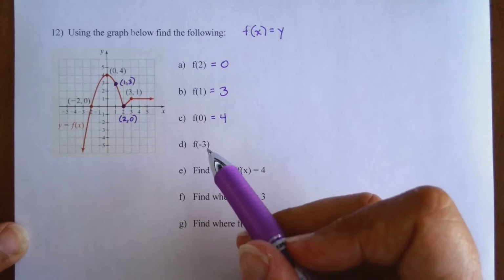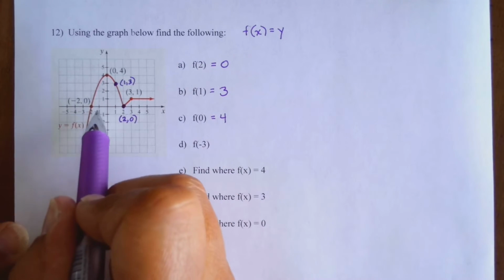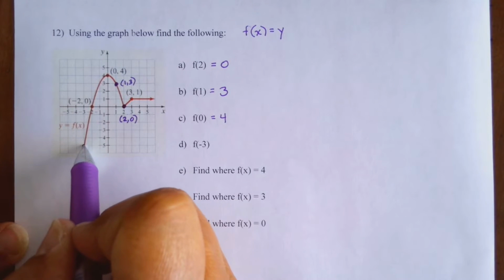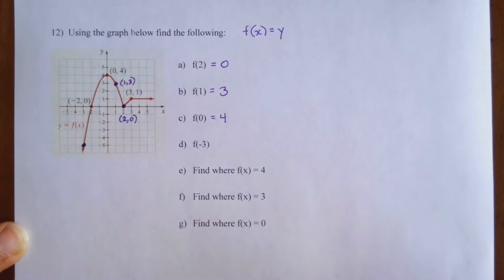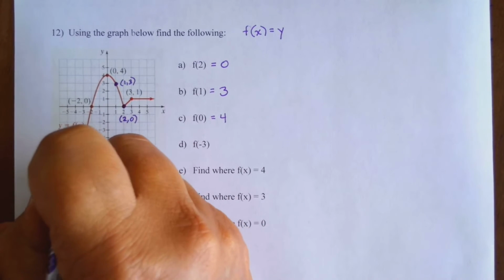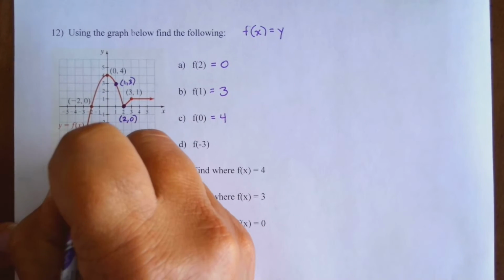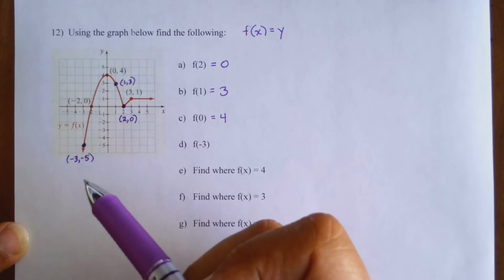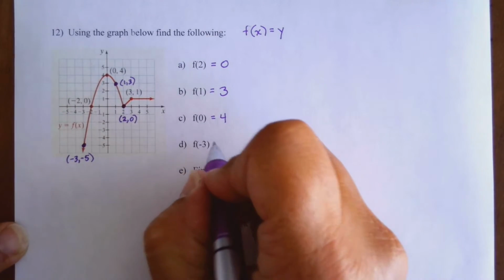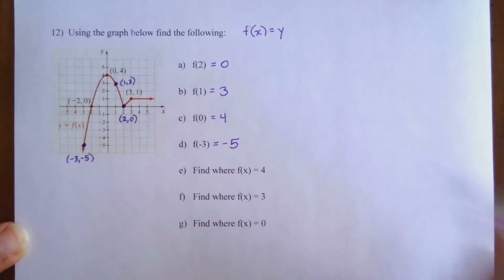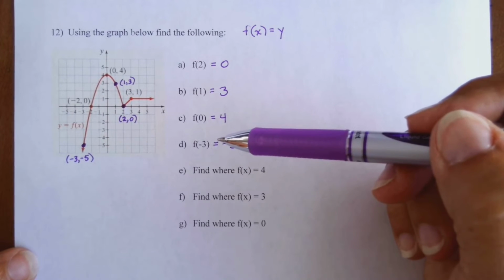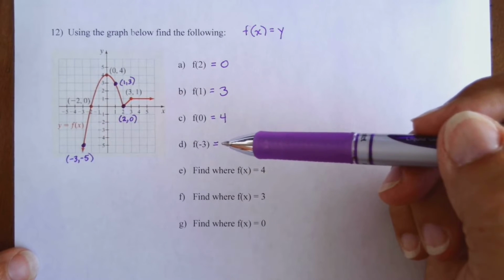And lastly, f of negative 3. So I've got to go to negative 3 on my graph on the x-axis and find where it touches the graph right there. So what would that ordered pair be? That would be the ordered pair negative 3, negative 5, right? So that means the function value f of negative 3 is negative 5. All right, so those are function values in the basic order that you would normally get them.